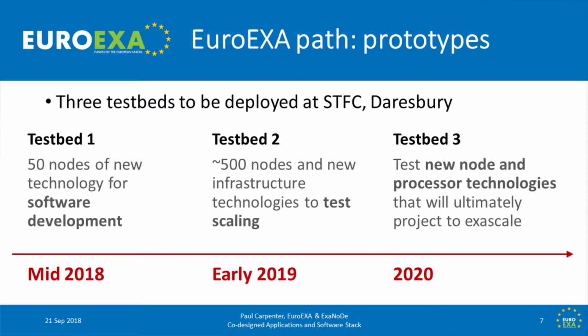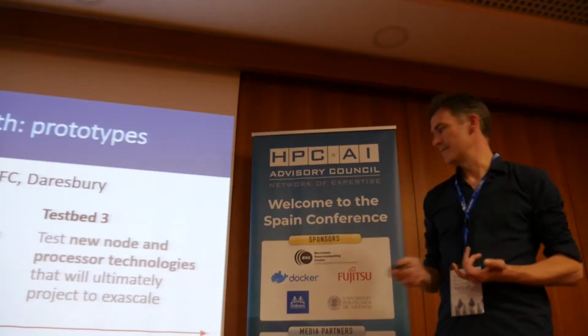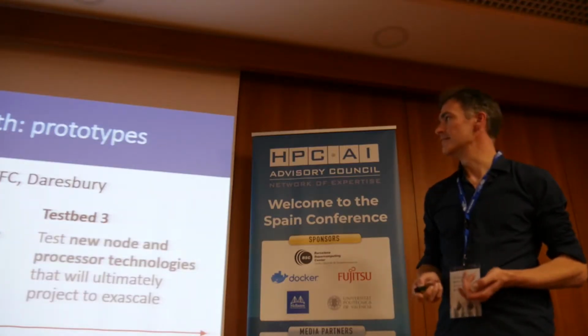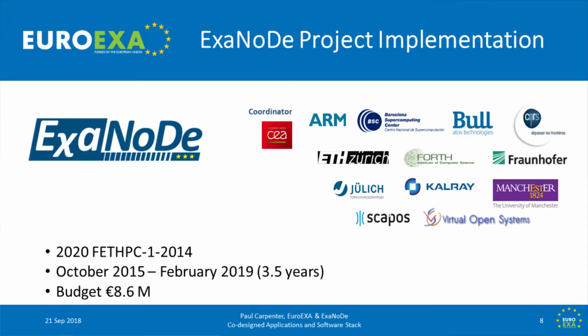Testbed 2 is larger scale, and was also supposed to be based on the QFDB. I will talk later about the co-design trade-off, which has changed the direction that we're going in, I think, in a very positive way. And then at the end of the project, we have the final testbed, which brings some new node and processor technologies and builds on top of that. And that's basically the third year of the project. So that's a quick overview of EuroEXA, which is the big project, 20 million, that started last year.